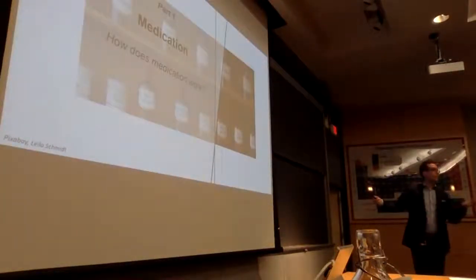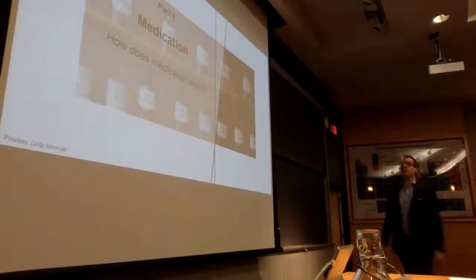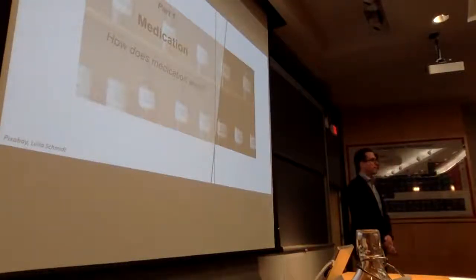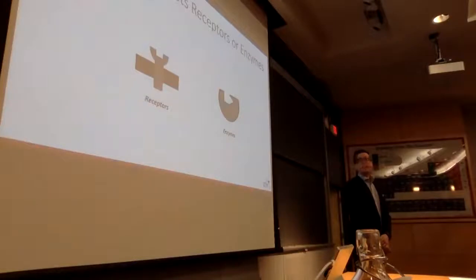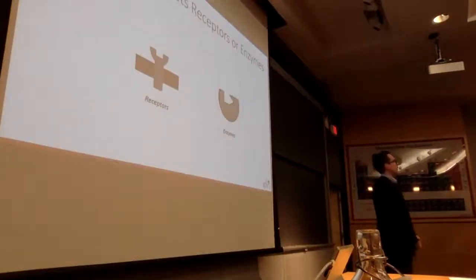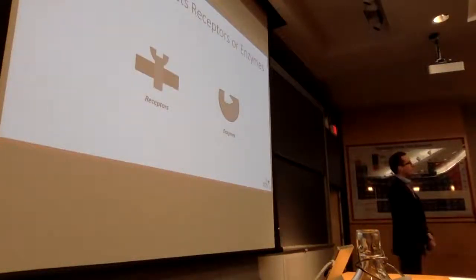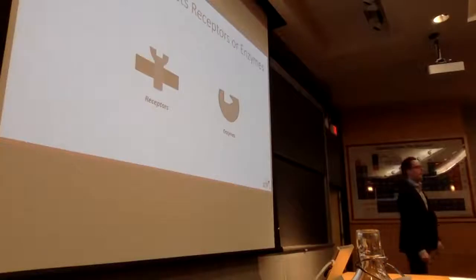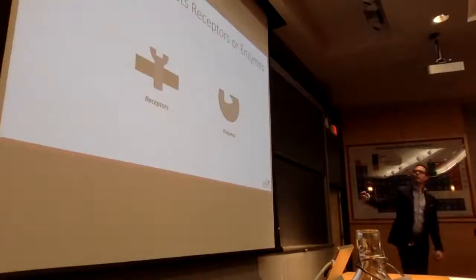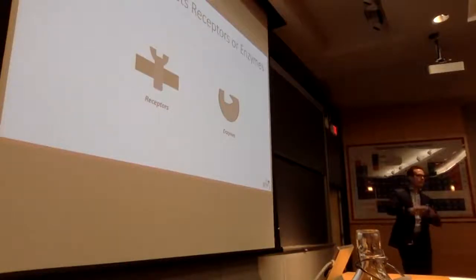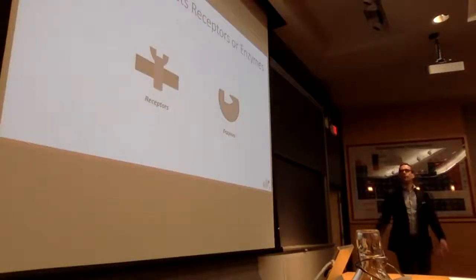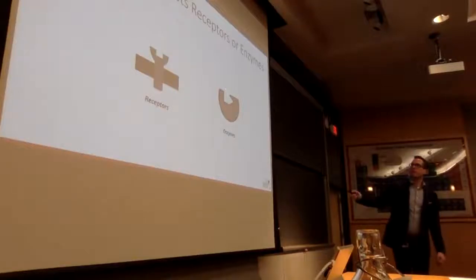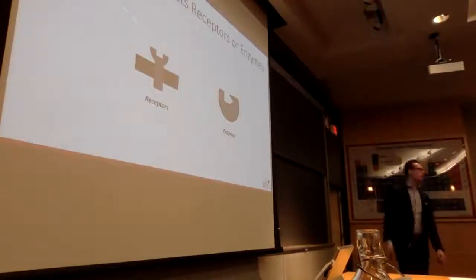And so that would be the first part, medication. How does medication work? Medication usually targets either an enzyme or a receptor. I've just made a little schematic for both of them, and what we talk about extensively is that these are like big molecules in our bodies that have these little pockets. And these pockets are going to be very important.